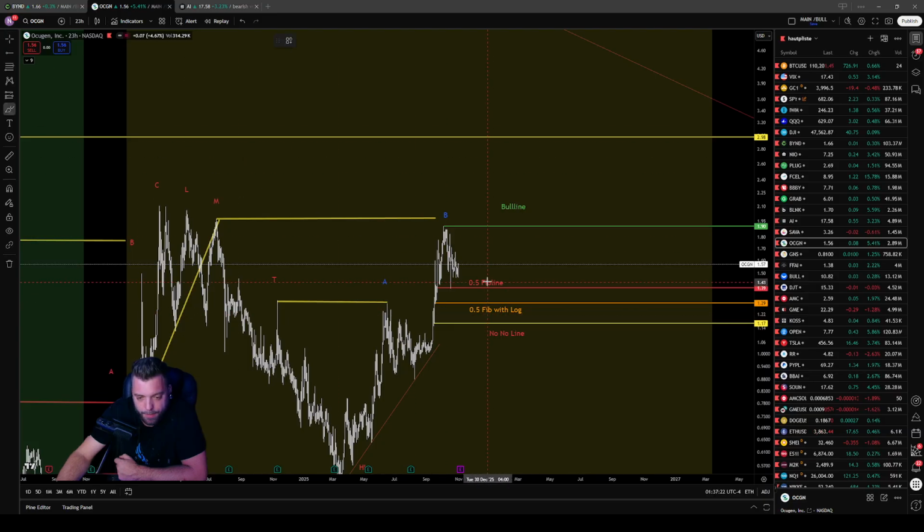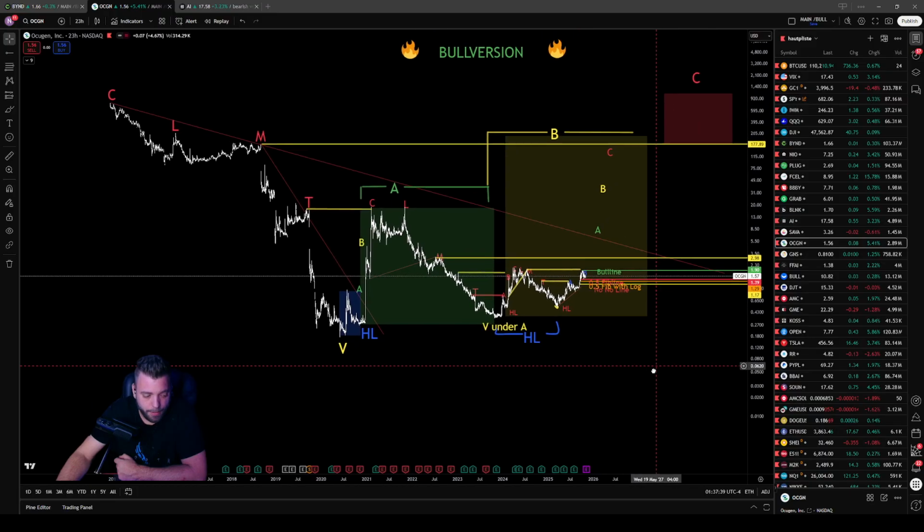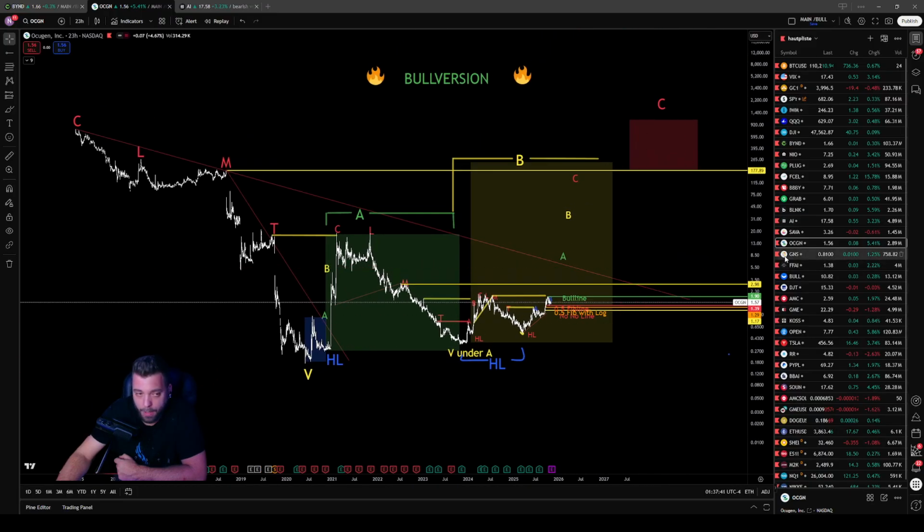There's still a chance, because this is the fib line without log, that we still go down here to the fib with log, and then we go. What I don't want to see is a break of 117. Then I have to do an alternative. But also this thing looks bullish.